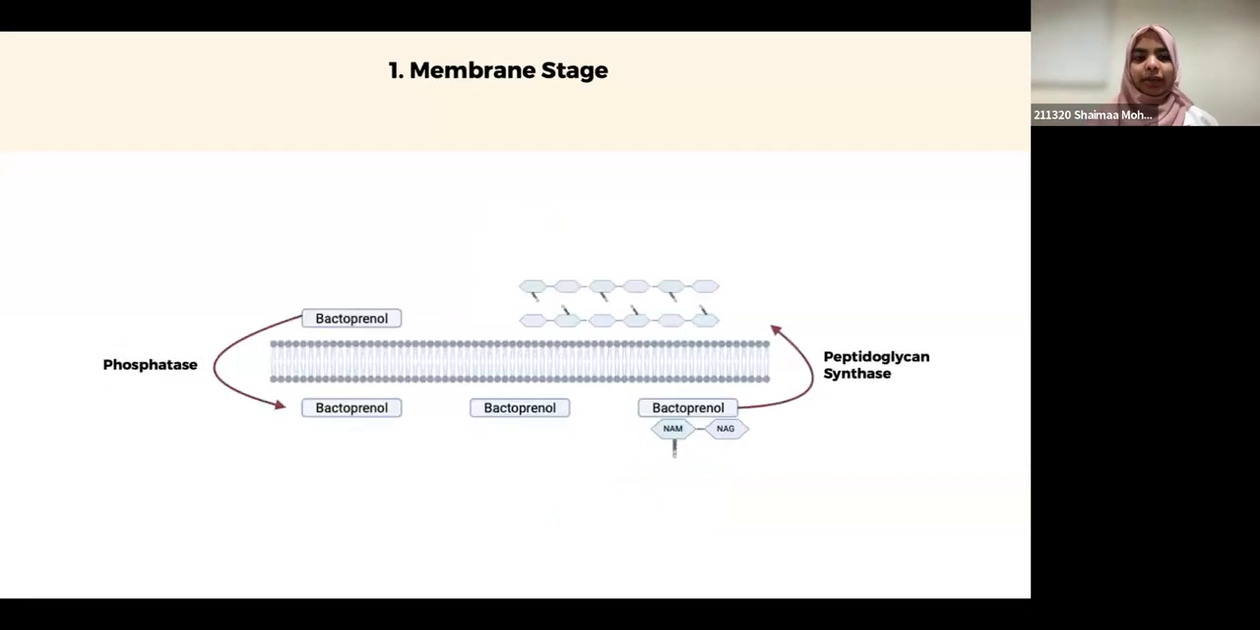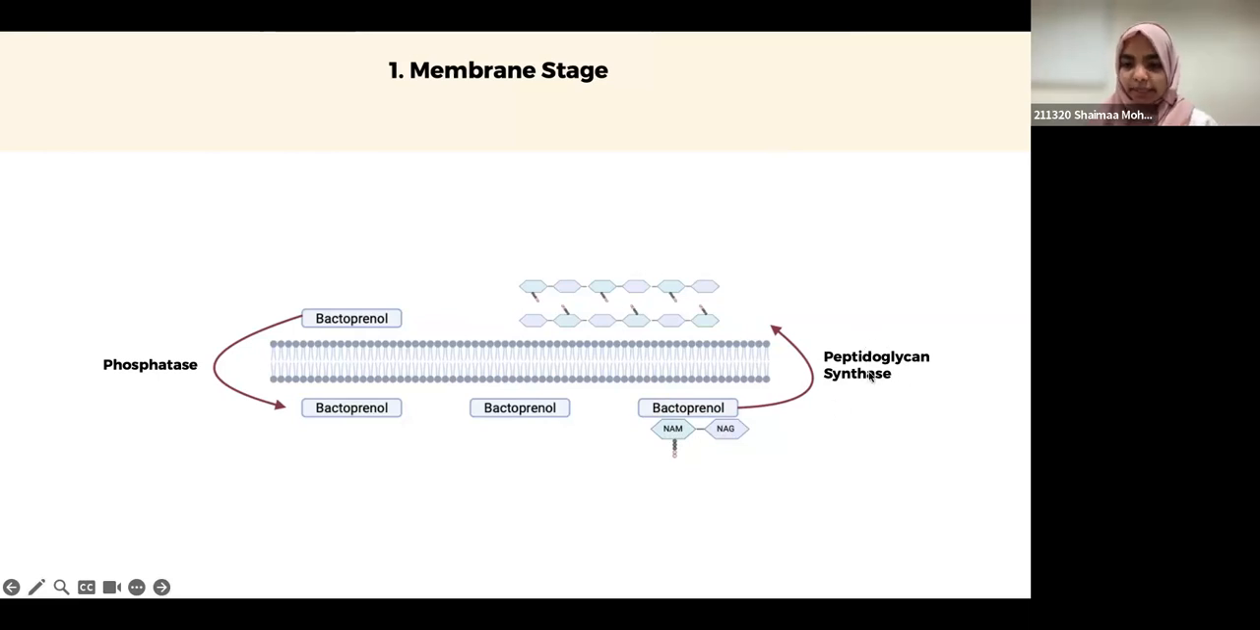Okay, so now we have the membrane stage. What happens in the membrane stage? We said we need to transfer the precursors from inside to outside. And how does this happen? We have a lipoprotein called bactoprenol. So the precursors, NAM pentapeptide and NAG, are going to attach to the bactoprenol, and then they're going to be transferred outside the cell. So basically, bactoprenol is the driver that drives it outside the cell.